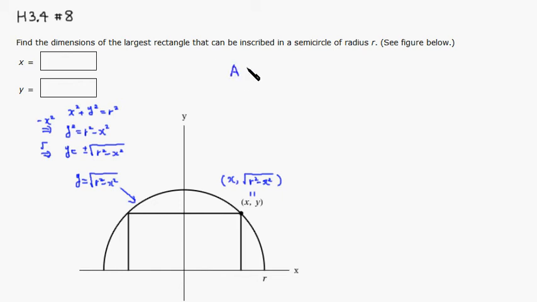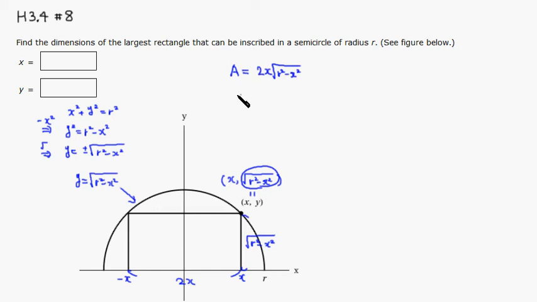The area of a rectangle is base times height. Since this is x, and this is negative x, the base is actually 2x. So it's 2x times the height. The height here is simply the y coordinate of the point, so it's the square root of r squared minus x squared.